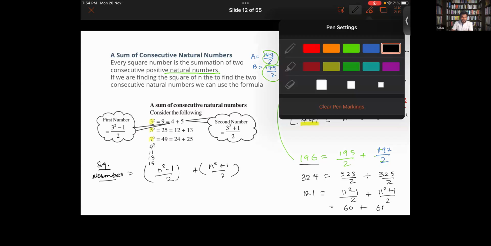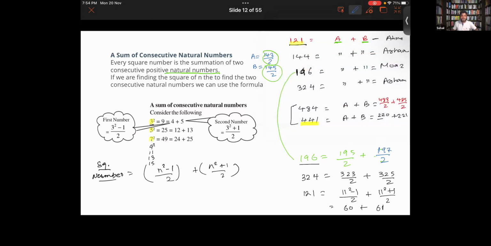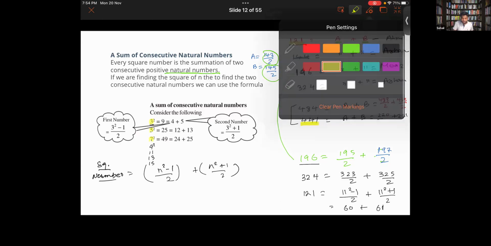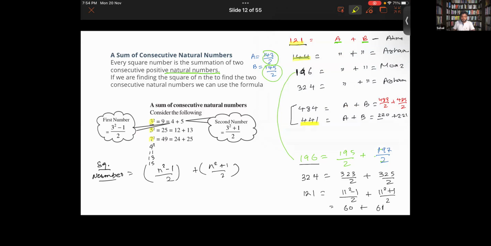But I saw that when I take the squares of even numbers, like 144, whose square is that? Sir, 12. 196? Sir, 14. 14 into 14, 196.